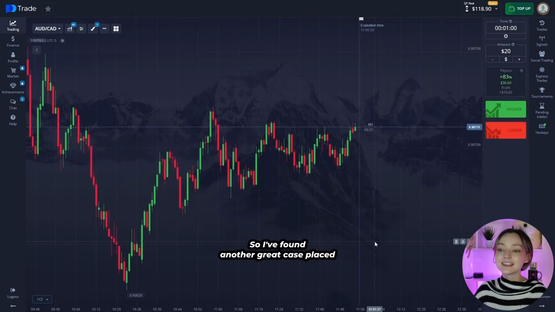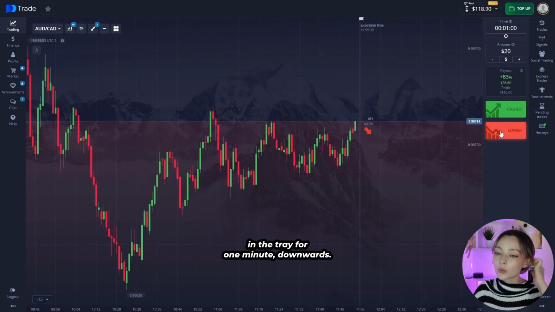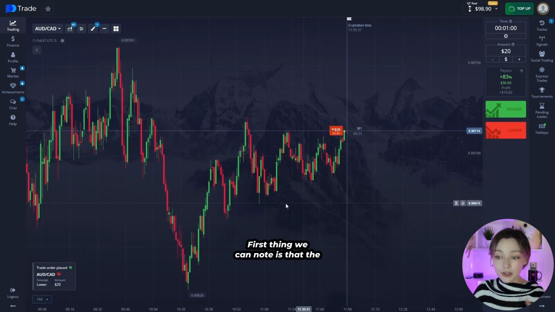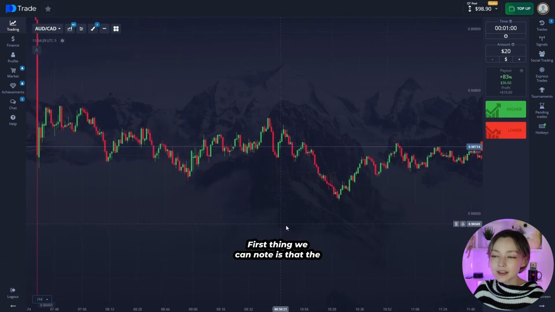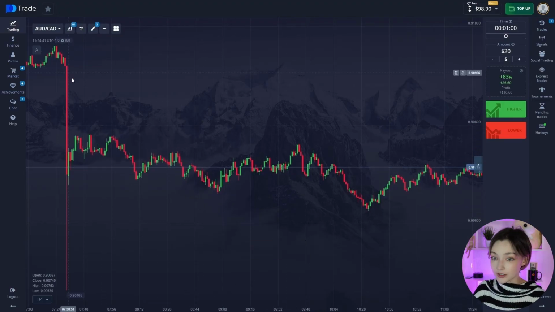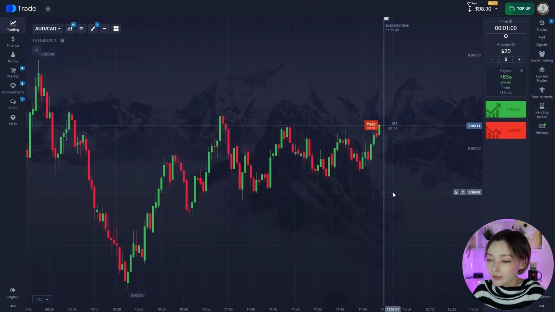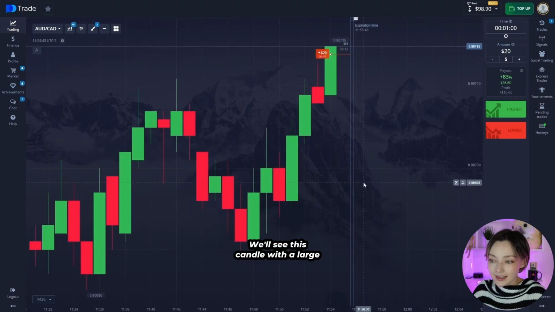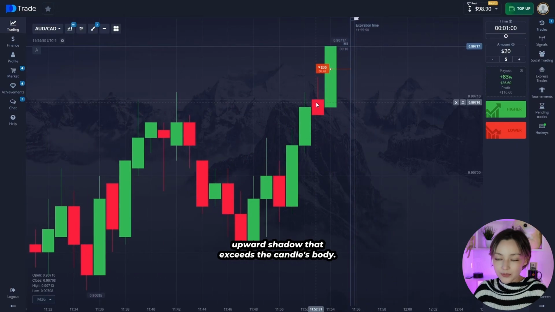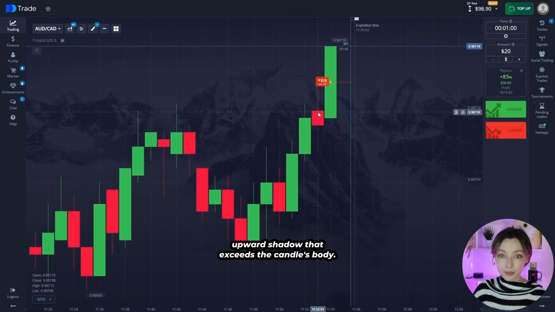So I found another great case, placing a trade for 1 minute downwards. First thing we can note is that the overall chart course is downwards. If we zoom in a little bit, let's do it real quick, we'll see this candle with a large upward shadow that exceeds the candle's body.